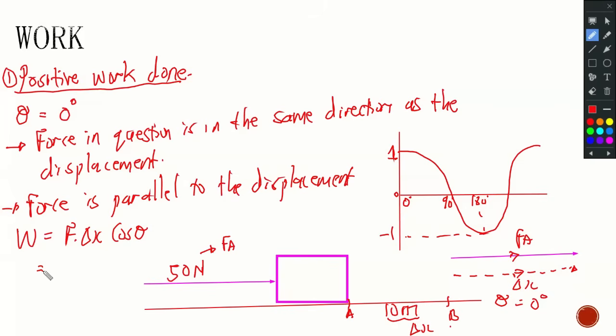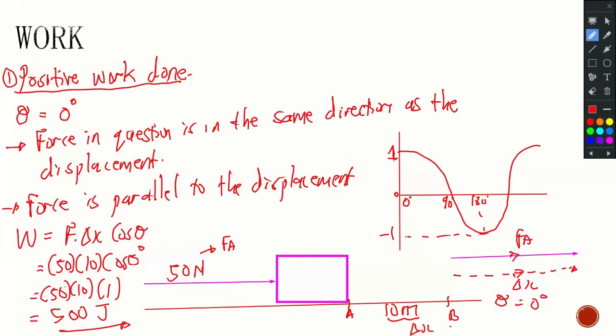So that means we have our F, which is 50 newtons. Then the displacement that has been covered is 10, right? And then we have cos theta, which should be cos 0 degrees. Now, we know that cos 0 degrees is equal to 1. So we have 50 multiplied by 10 multiplied by 1. 50 multiplied by 10 gives us 500, and so it will be 500 joules.